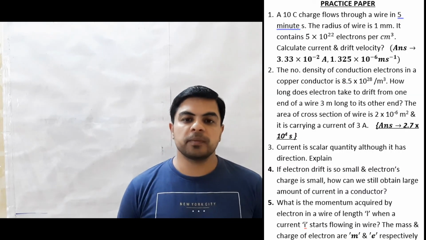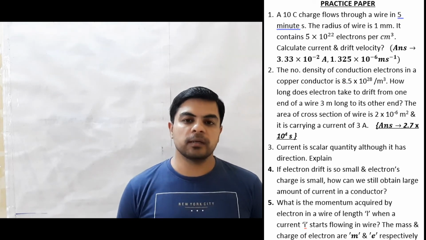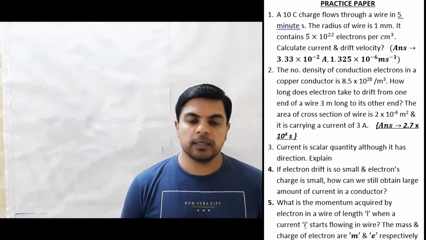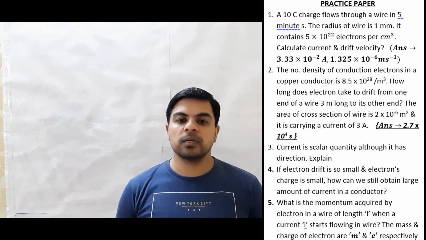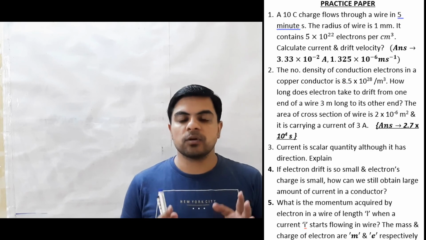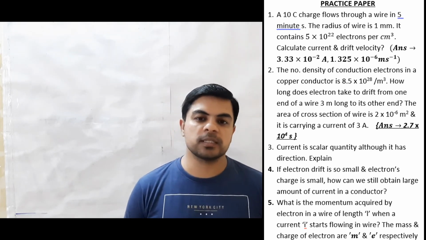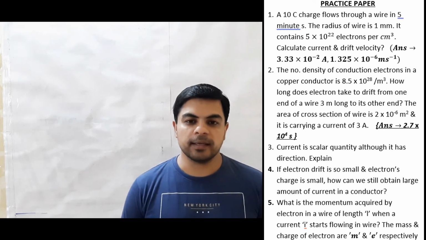With this we have completed the concept of drift velocity and the relation of current and drift velocity, and on the basis of these relations we have one more practice paper. You can note down these questions and try them, and after that in the next class we will discuss another concept of current electricity, the concept of Ohm's law. So we will meet in the next class. Till then, take care. Goodbye.